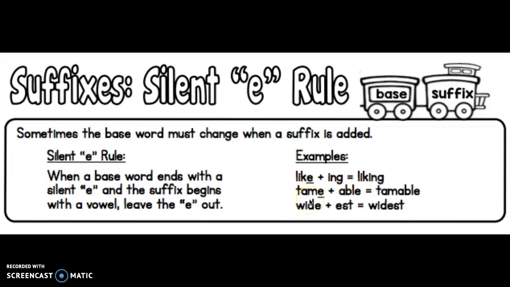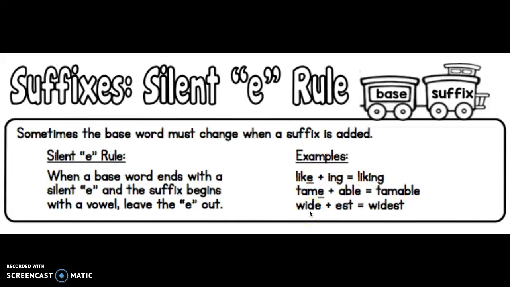Look at the word tame. It ends in a silent E, and the suffix able starts with a vowel. That means I have to take out the E to make the word tameable. See? No silent E.